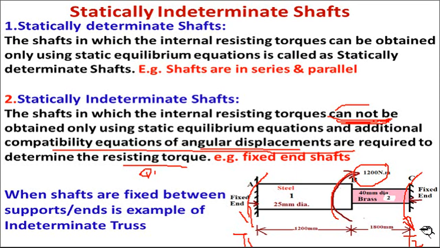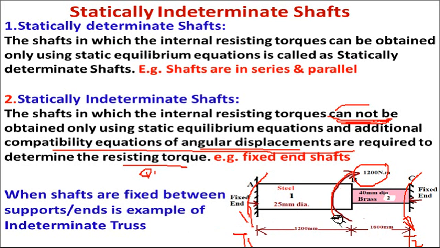Whenever there are four unknowns and we have only three static conditions, we cannot solve this type of problem, and that's why it comes under the statically indeterminate category. That's why it is called a statically indeterminate shaft. Many times in examinations there may be a short note: write a short note on statically determinate and indeterminate shaft and explain with a diagram. You can draw any one diagram and show the number of unknowns.